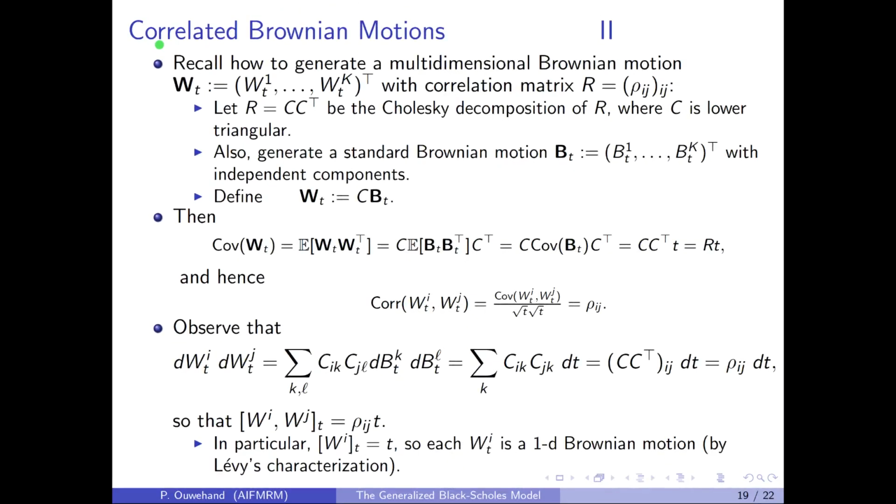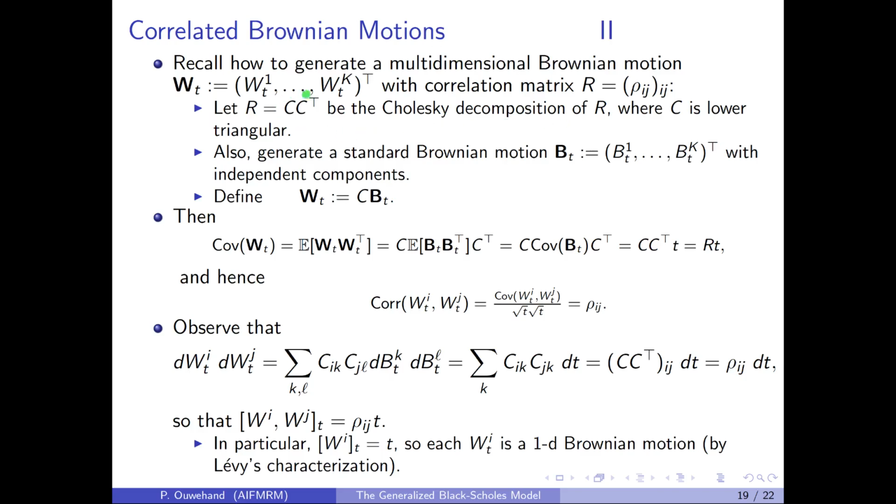Before we continue, let's recall how to generate a multidimensional correlated Brownian motion. We'd like to generate a Brownian motion W with components W1 up to WK, where the correlation matrix of this Brownian motion is R with components rho ij. Remember that a correlation matrix is just a special kind of covariance matrix, and that a correlation matrix always has ones along the diagonal. Since a correlation matrix is symmetric and non-negative definite, it must have a Cholesky decomposition.